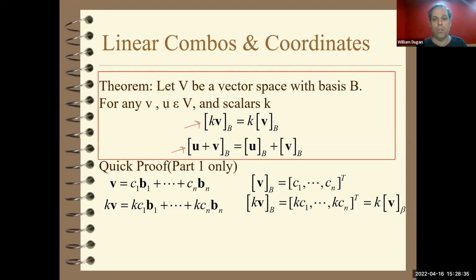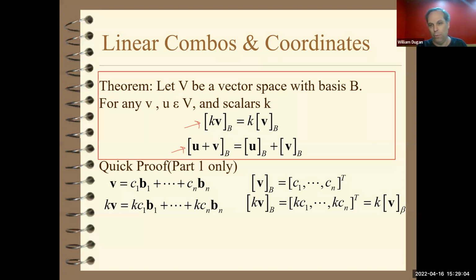But that means the coordinates of v relative to B is just the vector c1 through cn, and the coordinates of k times v relative to the basis B is k times c1, k times c2, all the way down to k times cn, and that's just k times the coordinate vector of v relative to B. And that's exactly the theorem. That's at least the first part.